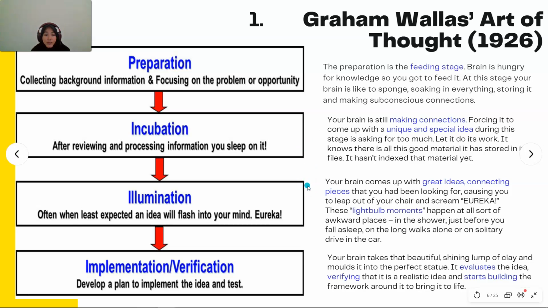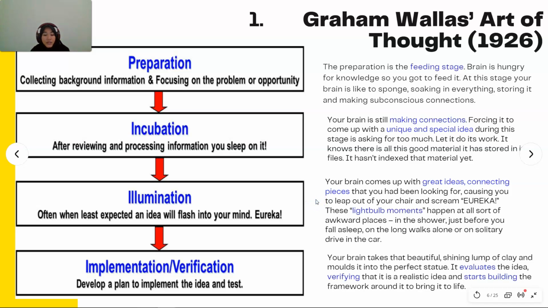And then number 3 is illumination. What is illumination? Illumination is something bright, right? Often when you least expect it, the idea will splash in your mind. It is something like a light bulb moment. Suddenly you will get some great ideas from what you have done in the preparation and incubation stages. Suddenly you will connect all the pieces and get some new idea or new solution, causing you to leap out of your chair and scream eureka. So this is the moment where you have the creative thinking process.